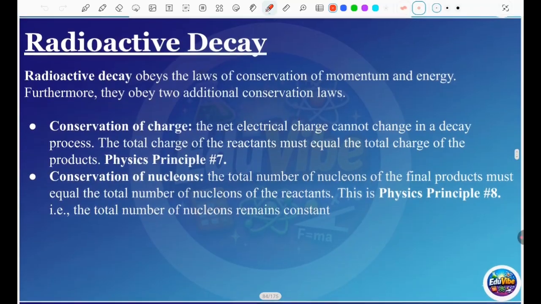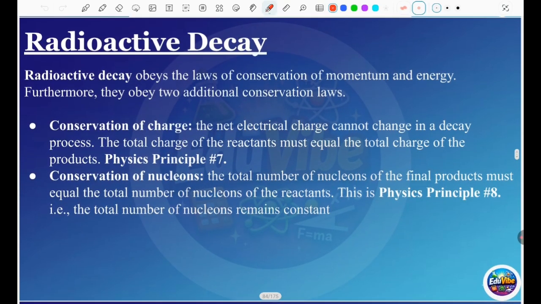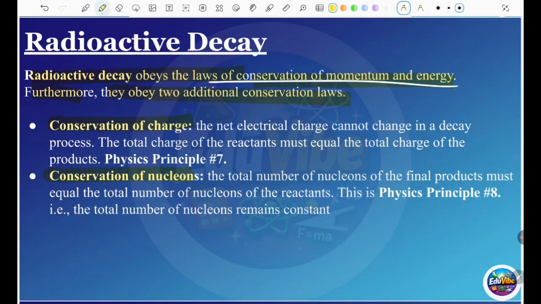So let's start with some laws we have to know in this. Radioactive decay obeys the laws of conservation of momentum and energy. Furthermore, there are two additional conservation laws: the conservation of charge and the conservation of nucleons. Both laws are also obeyed by radioactive decay.